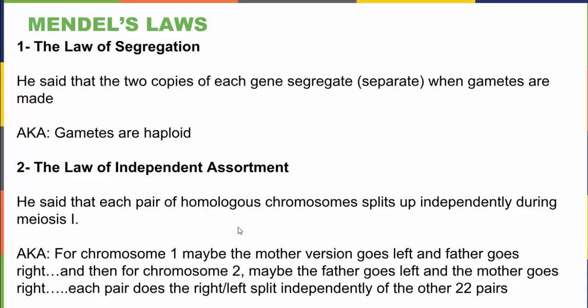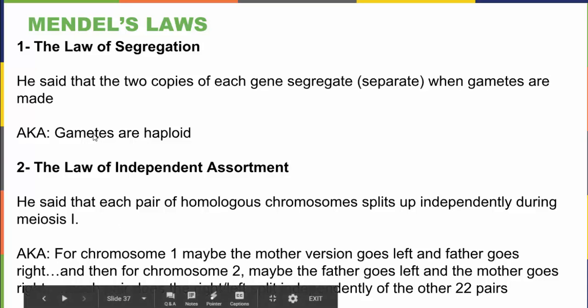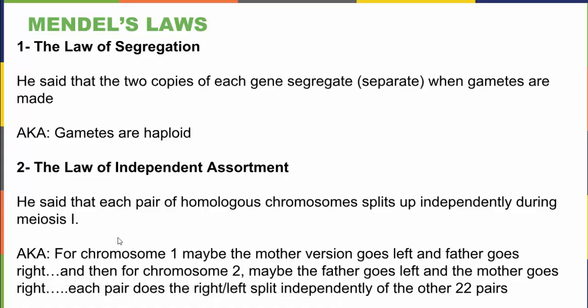Unfortunately, the way that Mendel named his laws, I feel like if he named the first law, the gametes are always haploid law, everyone would understand it. But instead, it's called the law of segregation. And the second one, if he would have said the law of homologous chromosomes splitting up independently, people would understand that. But instead, it's called the law of independent assortment. So make sure you know Mendel's laws, the names of them, and then what they actually mean.